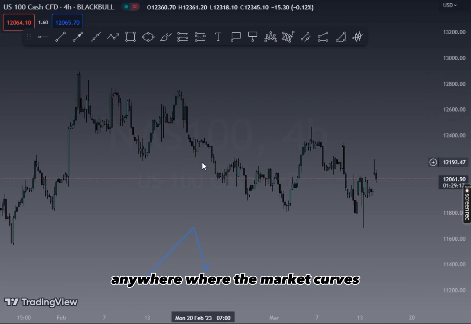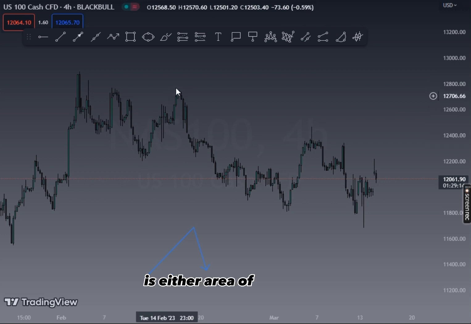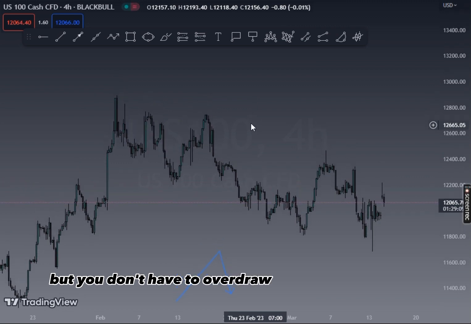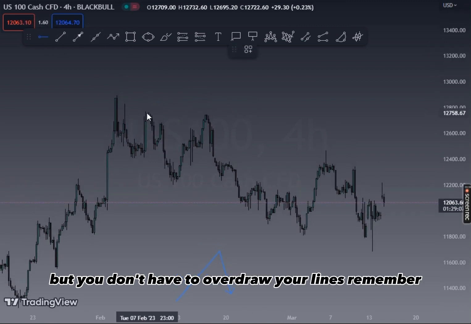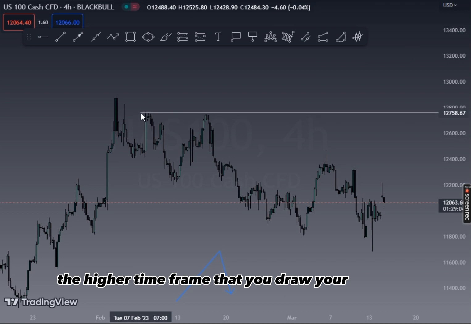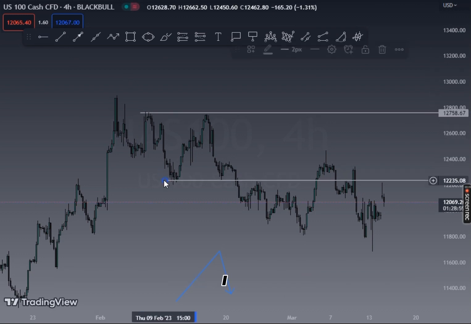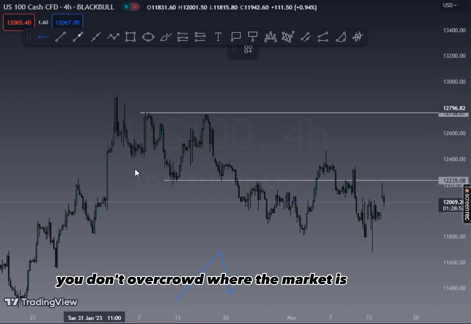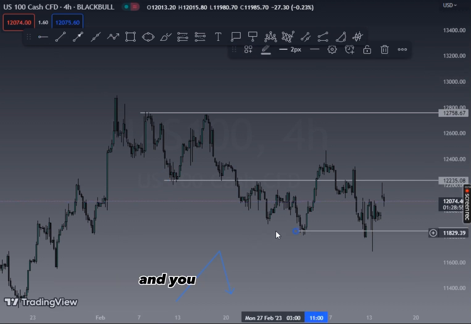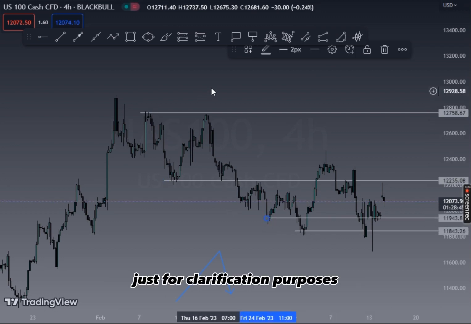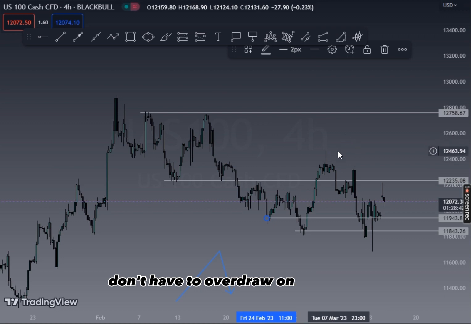Okay, so in this case you have to always go on the higher time frame and understand anywhere where the market curves is either an area of resistance or an area of support where it is below, but you don't have to overdraw your lines. Remember, on the higher time frame that you draw your zones on, always use lines, okay, so that you don't overcrowd where the market is currently. And you just have to draw a minimum of exactly where the market is and where the market is likely to go, just for clarification purposes. You don't have to overdraw on this chart.